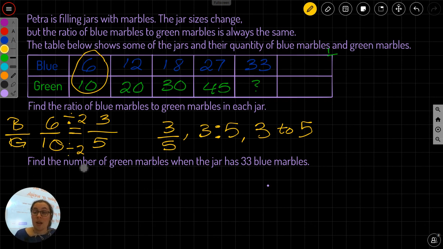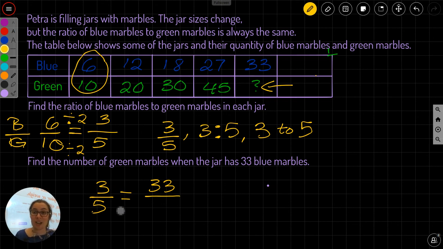All right. Now, you'll notice that our graph has a big old gaping hole in it here. I'm not talking about these 2 blanks. I just made my chart too big. So, how many green marbles are in the jar when the jar has 33 blue marbles? Well, this is just another equivalent fraction problem. So if we have our ratio of blue to green, which is 3/5, and we know that there are 33 blue marbles, our goal is how many green ones?